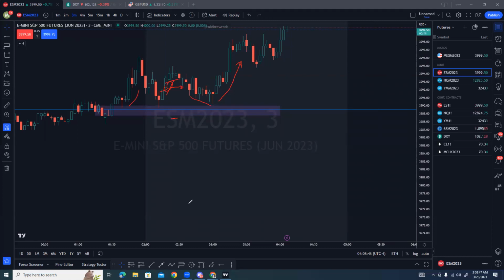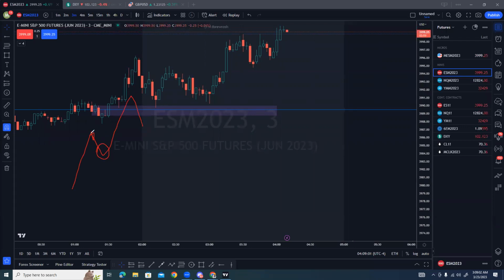So these are ways that you can enter trades on these uptrends. Mm-hmm. Because in these areas is where you're going to find the order blocks. In these areas, you're going to find the breaker blocks.